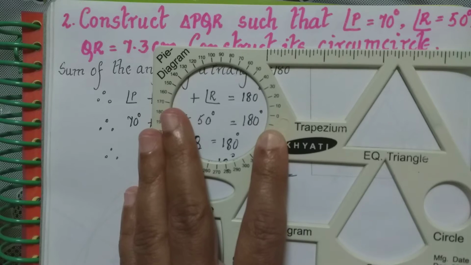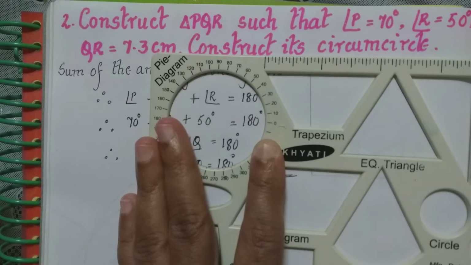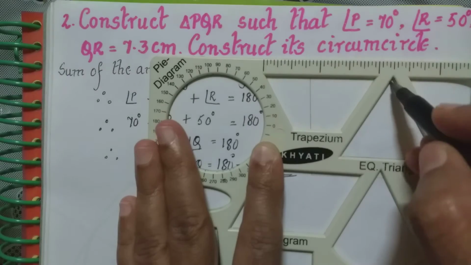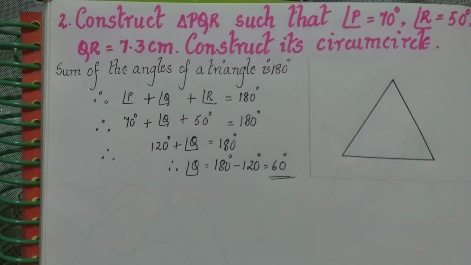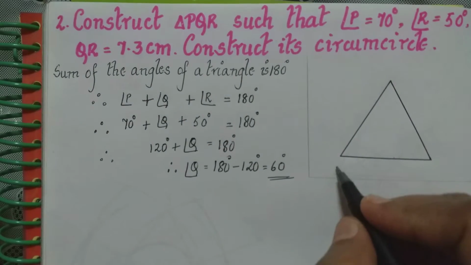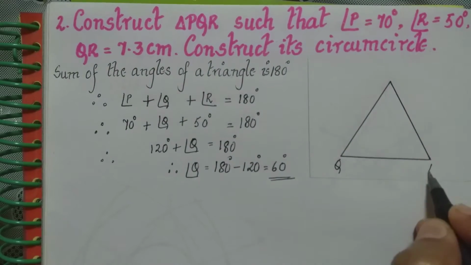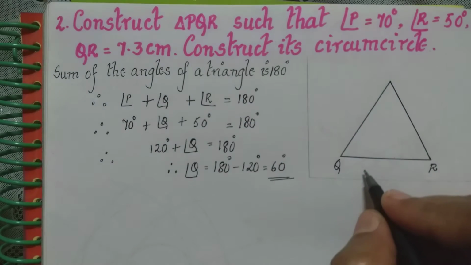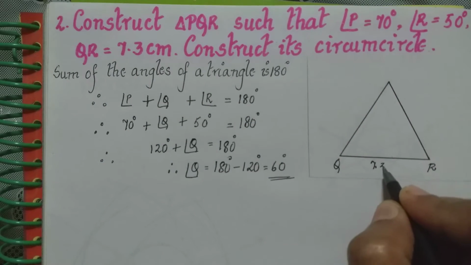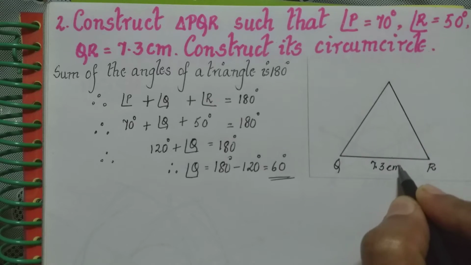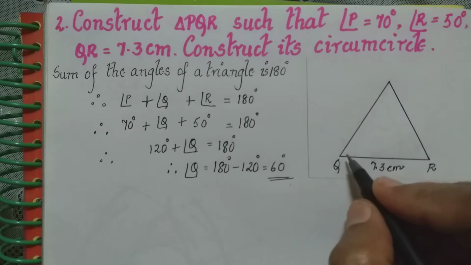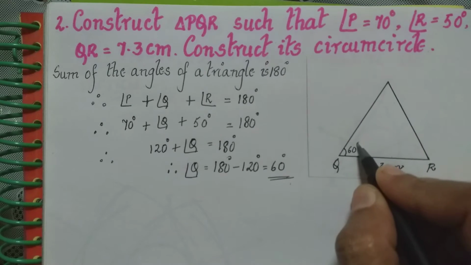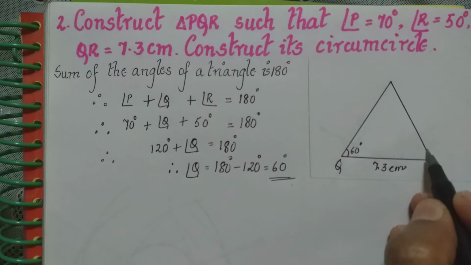First we draw a rough figure of the triangle which has to be constructed. So we draw the triangle. Now the base we said will be QR. So I mark here QR. Length of QR given is 7.3 centimeter. So I write here 7.3 centimeter. Now angle Q was 60 degrees. So I write the measure here. Angle Q 60 degree. Angle R is 50 degrees. So I write here 50 degree.